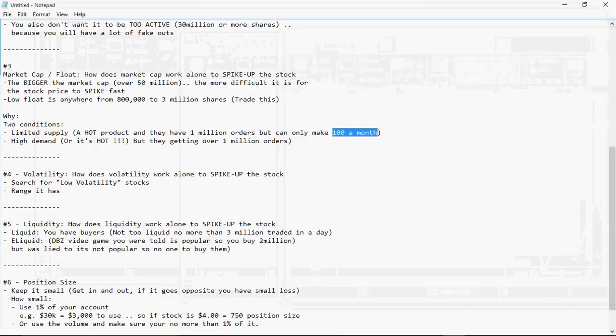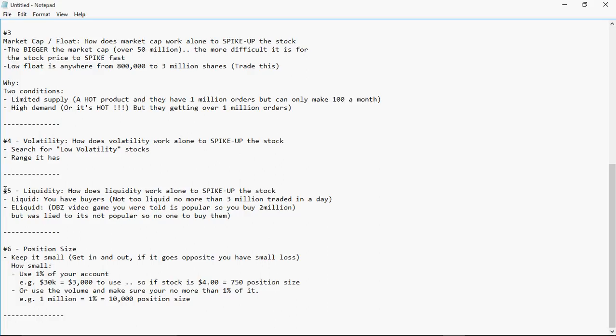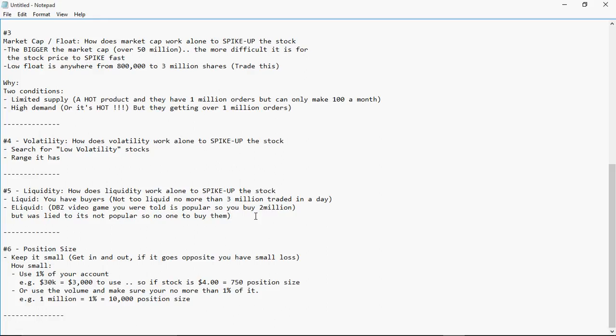Then we're going to look at liquidity. Liquid stocks, you have buyers, okay? Illiquid, now let me explain this. You ever wanted to know why traders do research on why something is hot? Because you could trick people here. Let's try and understand this. How does this alone work? And this is another thing.